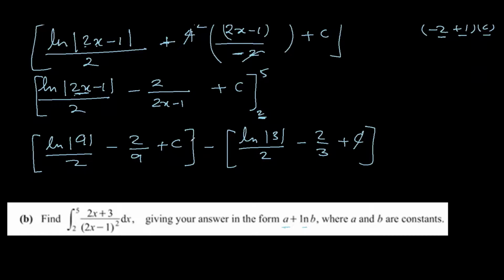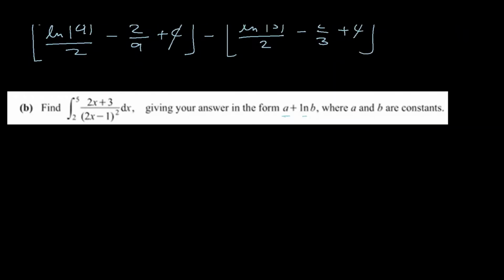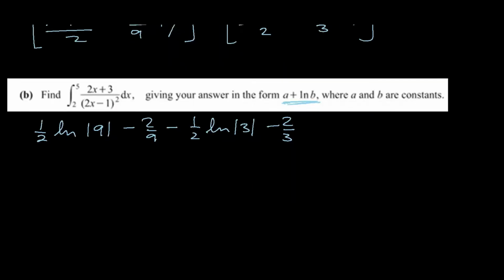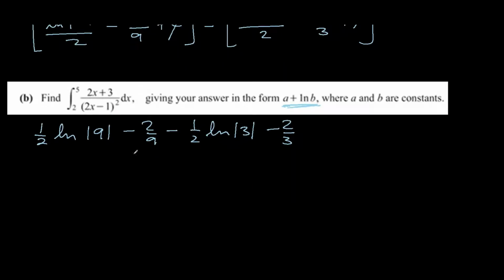C and c cancel out, and now we have to simplify this one. Let's write half ln 9 minus 2 ninth minus half ln 3 minus 2 third. If you can see here, this is the format we want, a plus ln b. So that means this ln must not have any coefficient. This half should go up there.